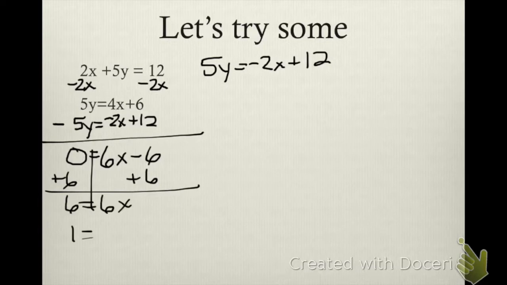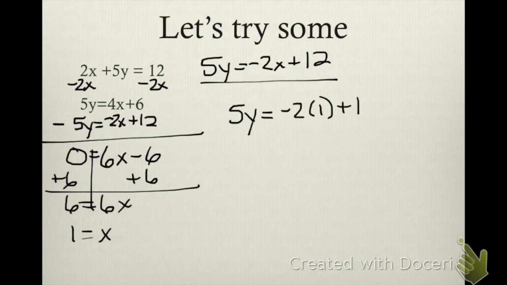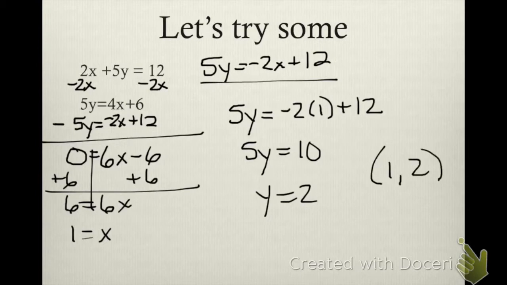And you get 1 equals x. Put that into this equation right here. It's a little easy. 5y equals negative 2 times 1 plus 12. So 5y equals 10. y equals 2. So we get the point (1, 2). Let's check it. 2 plus 10 does equal 12. It works.